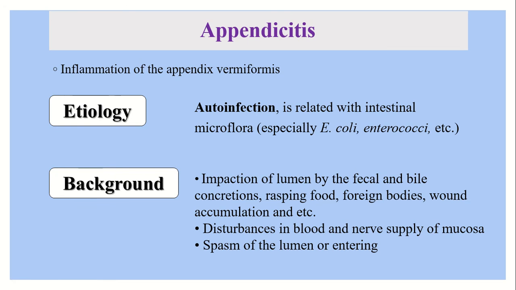Another disease is appendicitis, inflammation of the appendix vermiformis of the cecum. Autoinfection plays a major role in the etiology, related to intestinal microflora, especially Escherichia coli, enterococci, etc. The background for appendicitis includes impaction of the lumen by fecal and bile concretions, rasping food, foreign bodies, worm accumulation, etc., and disturbance in blood and nerve supply of the mucosa and spasm of the lumen of the appendix.